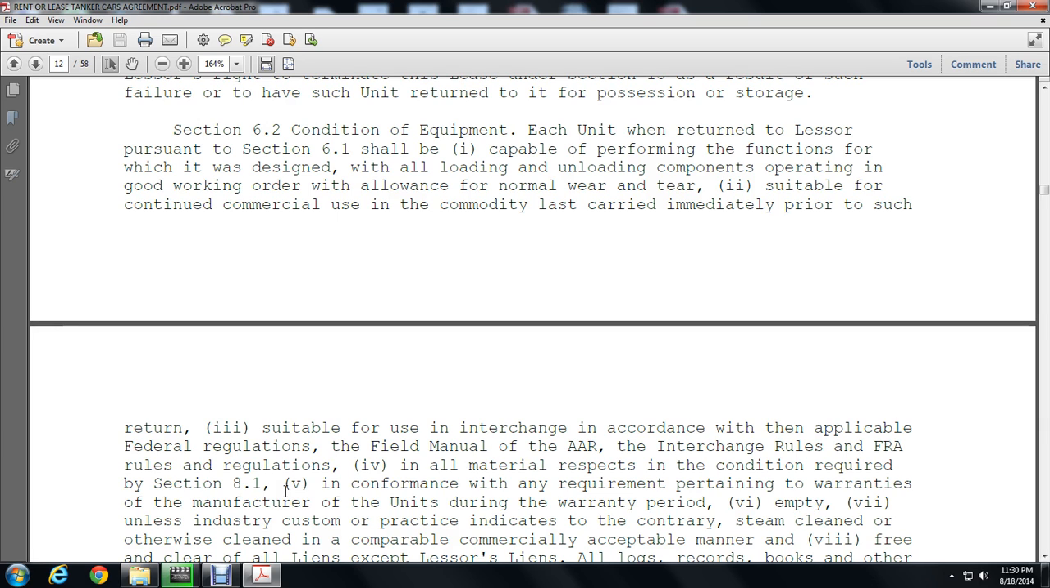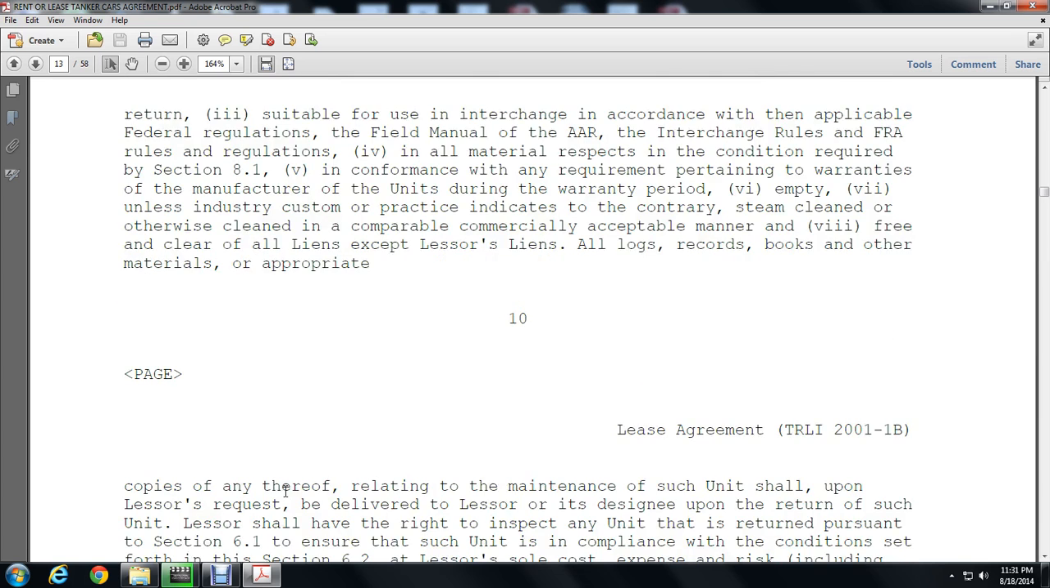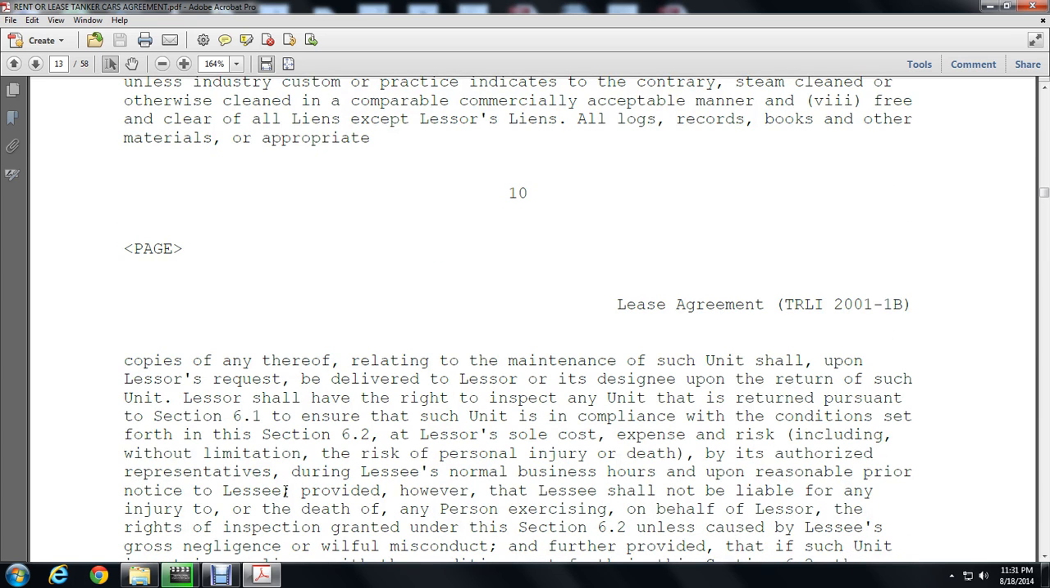Unless industrial custom and practice indicates the contrary, steam clean or otherwise clean in a comparable commercially acceptable manner. Free and clear of all liens except for the lessor's liens. All logs, records, books, and other materials appropriate, and copies of any other records relating to maintenance of such unit, shall upon the lessor's request be delivered to the lessor or its designee upon the return of such unit.